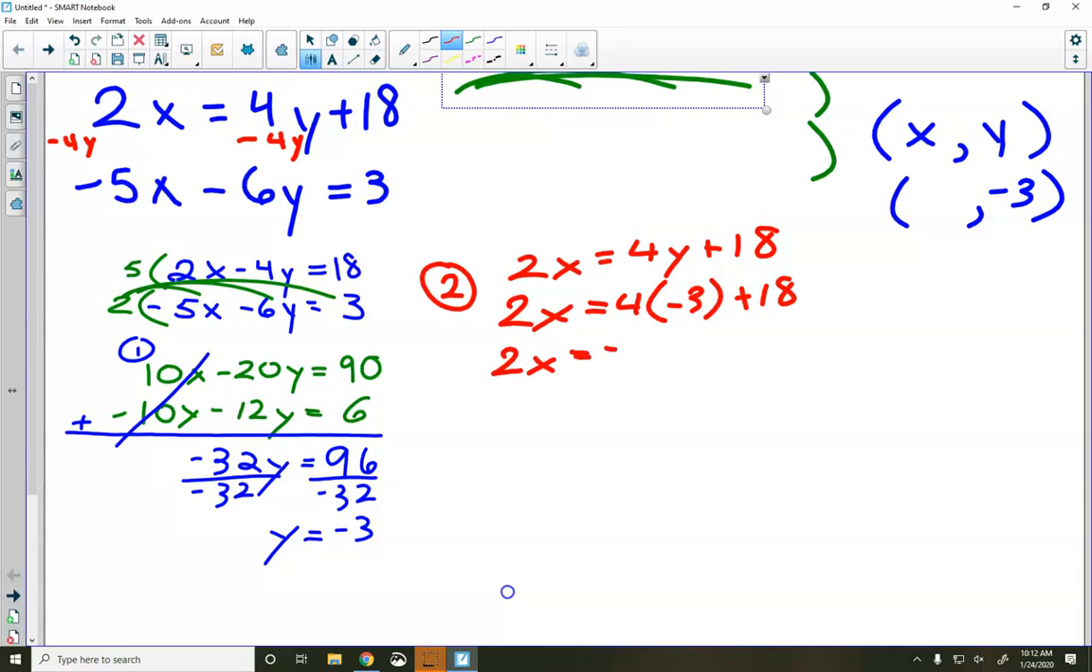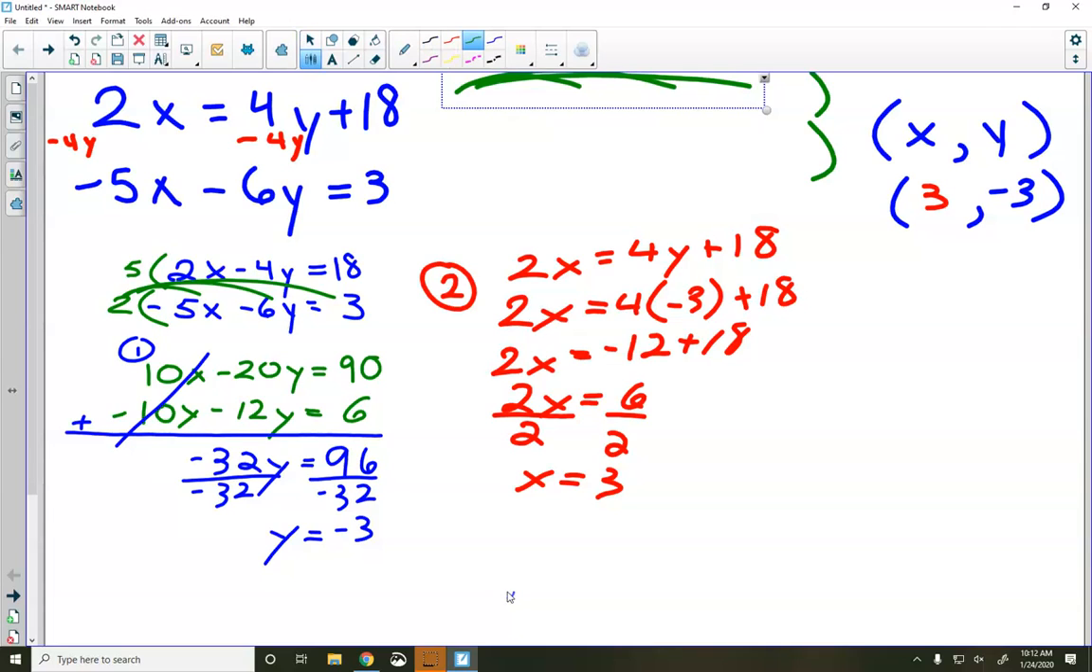2x equals negative 12 plus 18. 2x is equal to 6. Divide by 2, divide by 2. X equals 3. Now we know our answer should be 3, negative 3.